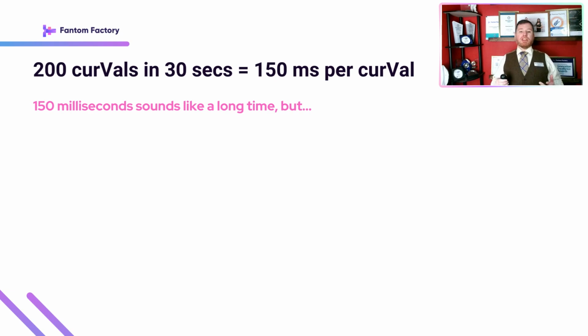So if we were to synchronize 200 current values, and let's say we have a modest polling time of around 30 seconds, that gives us about 150 milliseconds per current value. 150 milliseconds, well, that does seem a long time. As we saw, it is the same amount of time as the latency of an international network call.